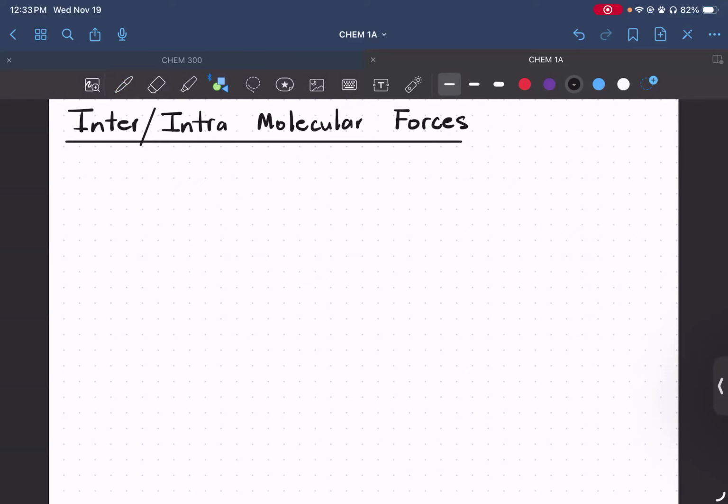Inter and intramolecular forces. Throughout the course of this semester, we have encountered various states of matter, and we've talked about them to various degrees. We've seen solids. That was mostly in our moles topic. We've seen liquids. That was mostly in our molarity topic. And of course, we've seen gases, which was in our gases topic.